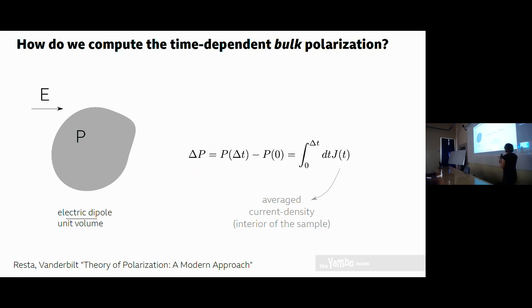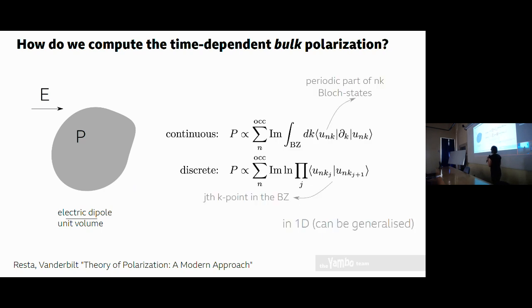Inspired by this, King-Smith and Vanderbilt built the so-called modern theory of polarization. I'm not going through all the steps, I'm just giving the final result. So they managed to write the polarization. This is for ferroelectrics, so here the polarization is not time dependent. I will just go to time dependent in the next slide.